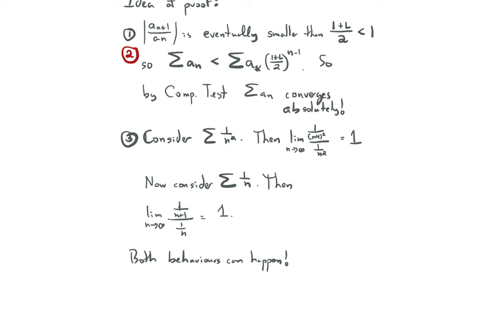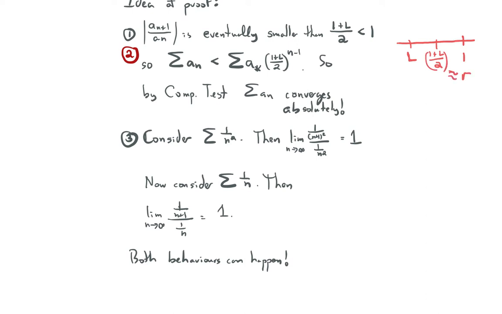let me draw a number line here. Here's 1. Here's our limit. And I'm going to take the average of 1 and the limit. This is going to be (1 + L)/2. Well, this could be a ratio r.